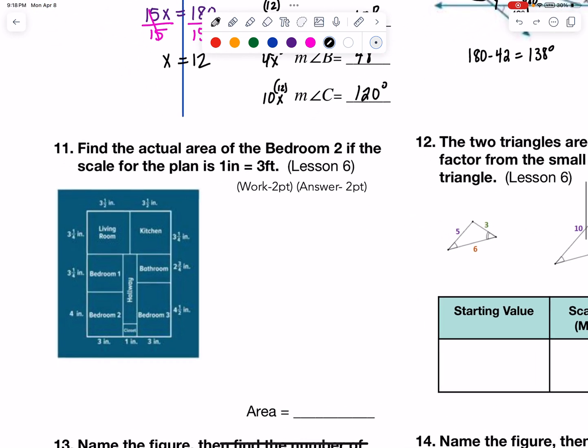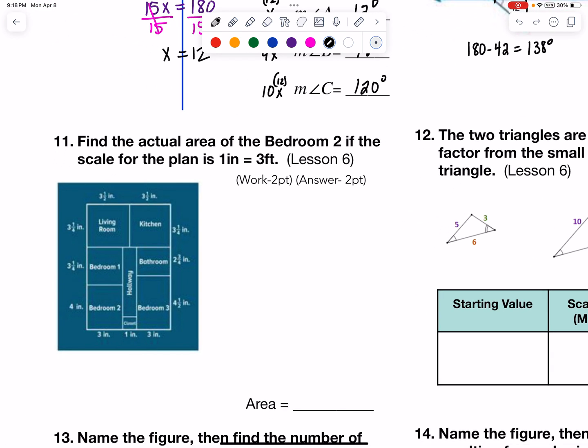All right, let's find the actual area of bedroom 2 if the scale is 1 inch is 3 feet. So there's the scale. Let's find bedroom number 2. So bedroom number 2 is down here. Okay, and like I said, you could do a proportion of 1 inch is 3 feet. So what is 4 inches? Things like that. But I really don't see that as the quickest, most reasonable way to do it.